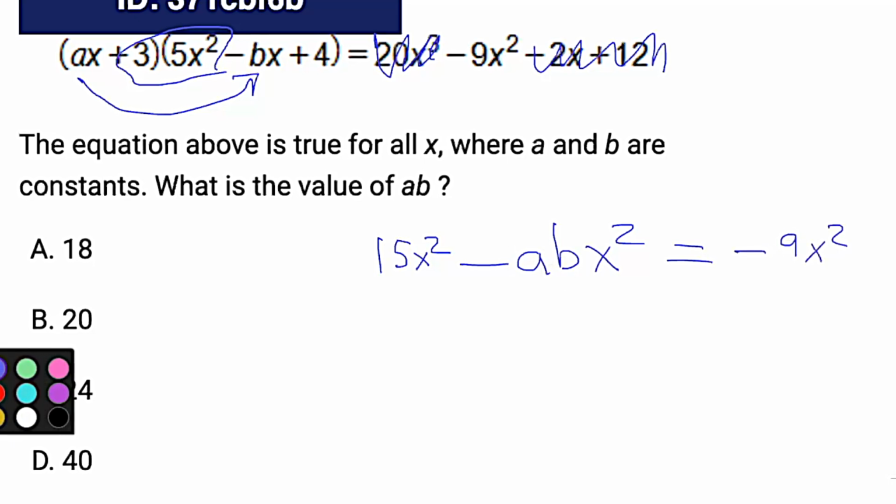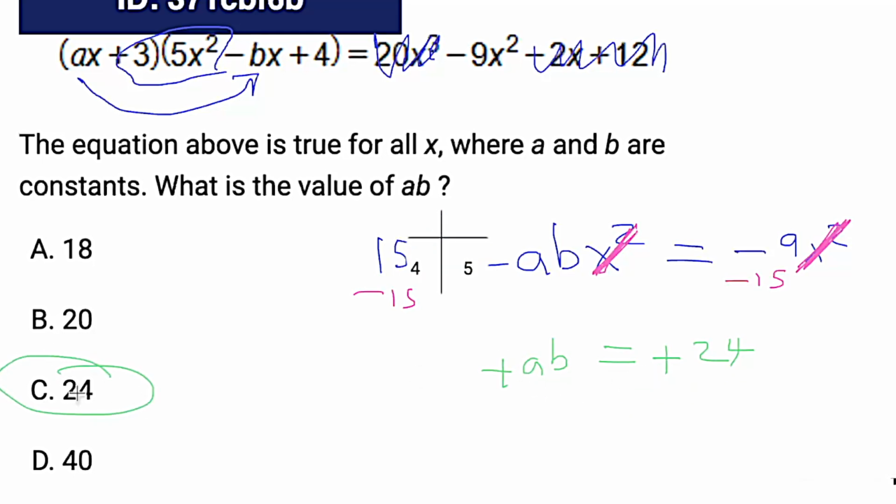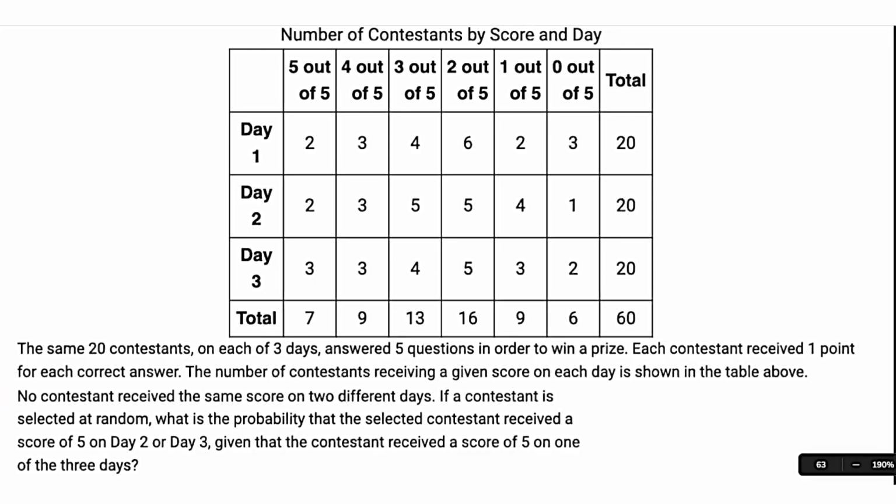So from here, let's just isolate AB. First thing I'm going to do to really simplify this is just to get rid of x squared, because if we divide the whole thing by x squared, then all of those go away. Now I'm going to subtract 15 from both sides to get negative AB by itself. So then we end up with negative AB equals, what's negative 9 minus 15? Negative 24. And of course, if negative AB is negative 24, then AB is 24. Our answer is C.